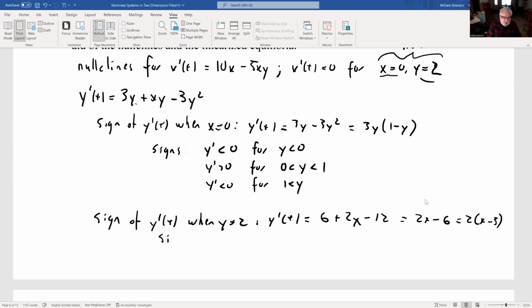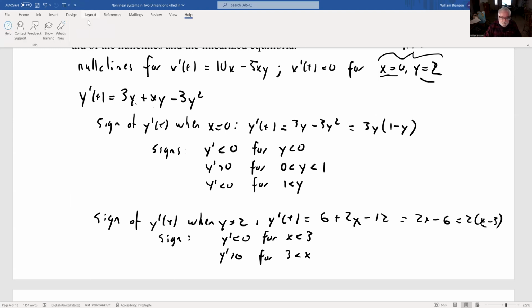So what's the sign of y prime? Y prime is less than 0 for x less than 0. Y prime is greater than 0. Sorry about that. We need to rewrite this. X less than 3, because this equals 0 when x equals 3. Y prime is greater than 0 for 3 less than x.